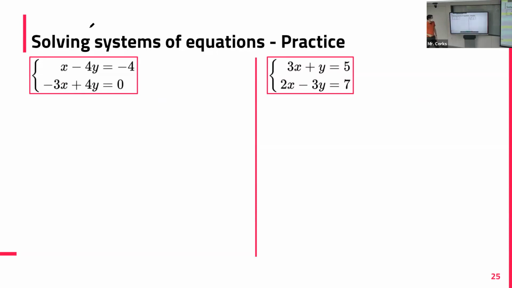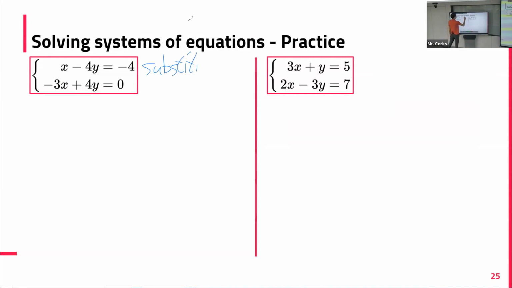Let's just do some practice here. So these two, I know the one on the left looks like it's perfectly set up for elimination, but let's do substitution here anyways. And on the right, we'll do elimination. So I'll give you a moment to do these on your own, and then we'll talk about them together.